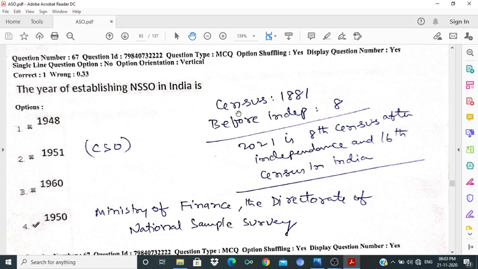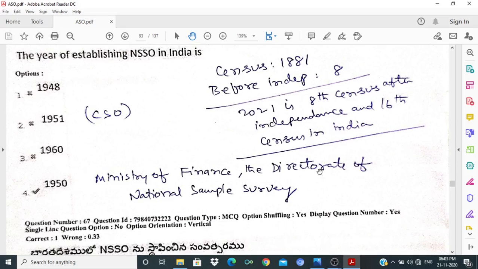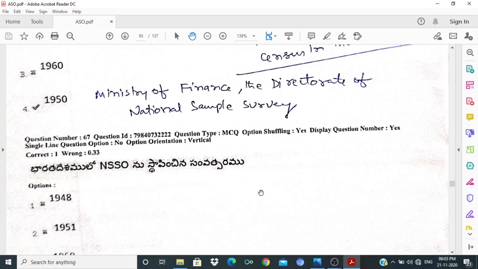The census is the only program continuously conducted in India, the 16th one being the 2021 census, if it is conducted. In 1950, under the Ministry of Finance, the Directorate of the National Sample Survey Organization was established.